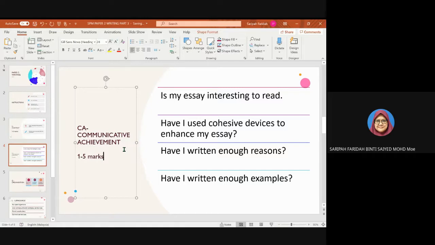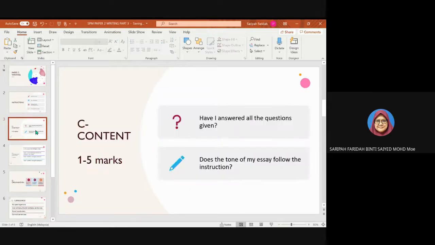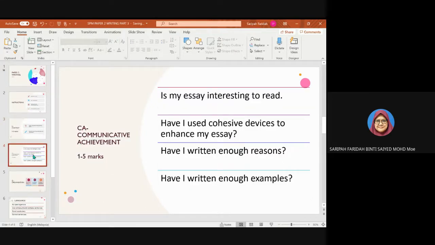Communicative achievement is whether your essay can communicate with the reader. If it answers the content, it should flow. That is to say, all the points are related to each other, and they are interesting enough to be read. Okay, and then you use cohesive devices and linking words, and you have put enough reasons and also examples to make your essay better.